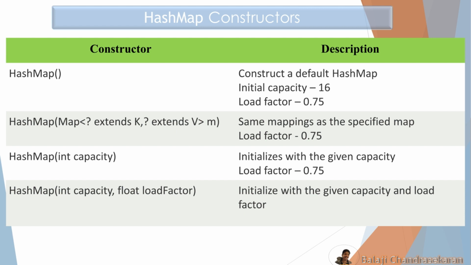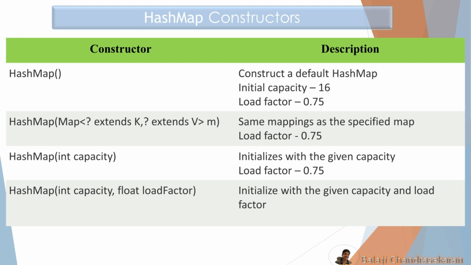The HashMap constructor with no parameters creates an empty HashMap with the default initial capacity as 16 and a load factor as 0.75. The HashMap constructor with a map argument creates a new HashMap with the same mappings as the specified map. The HashMap constructor with the initial capacity parameter creates an empty hash map with a specified initial capacity and with a default load factor of 0.075.